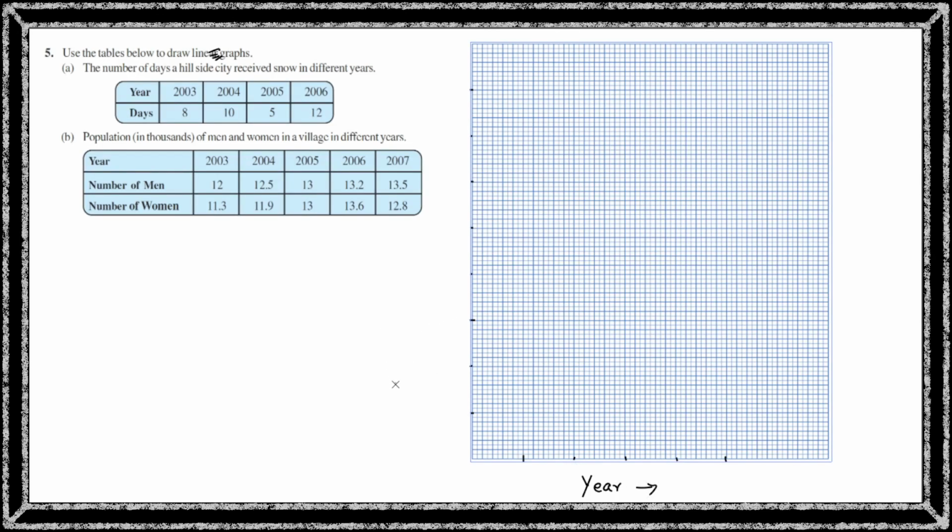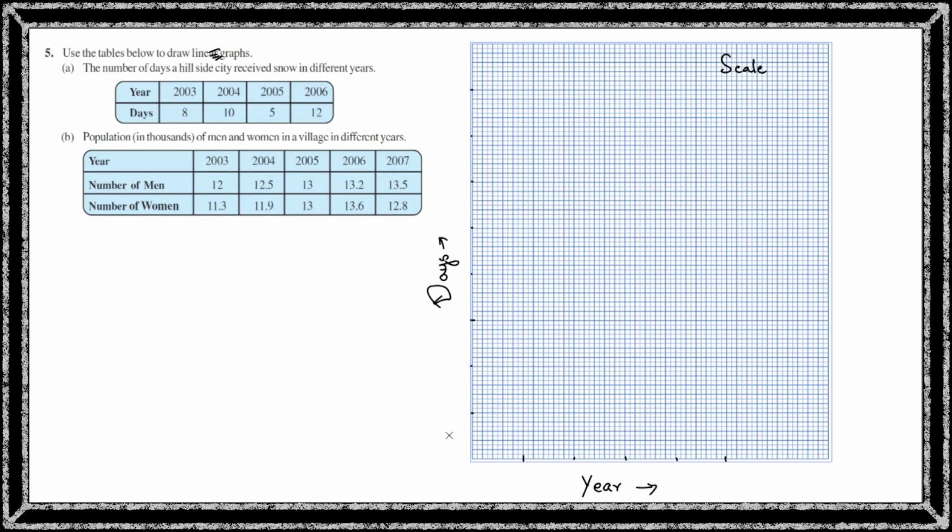and my y-axis is days. Not very easy to write in this direction for me. So this is my days, right? And after looking at the data, you need to decide what you'll take 1 unit as for your scale over here, right?